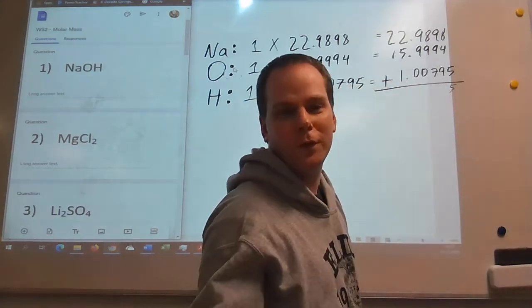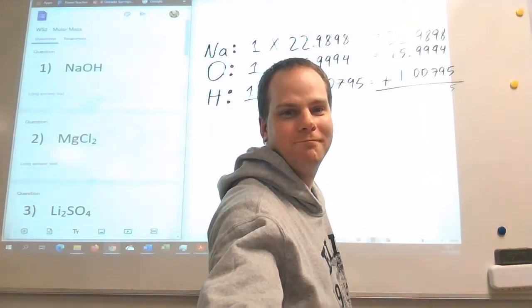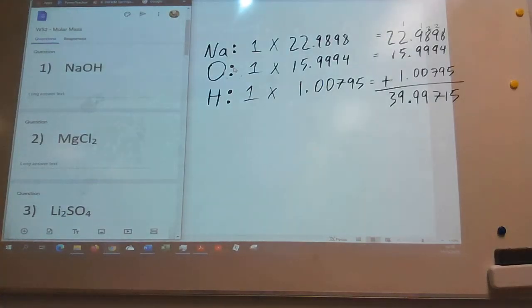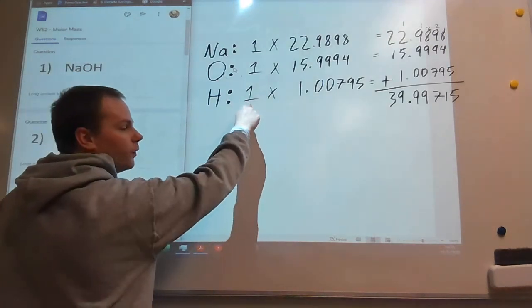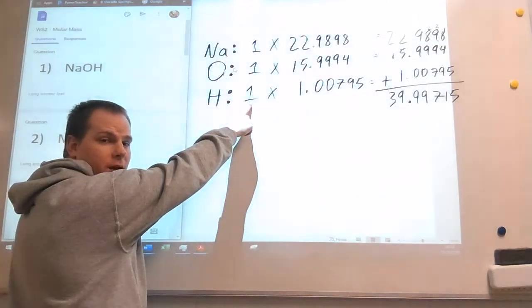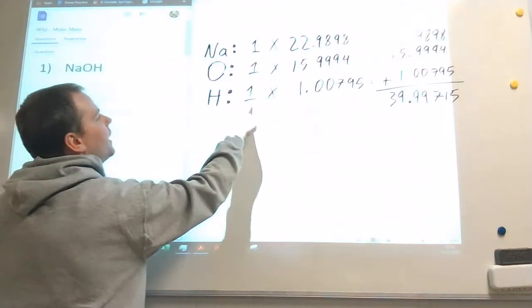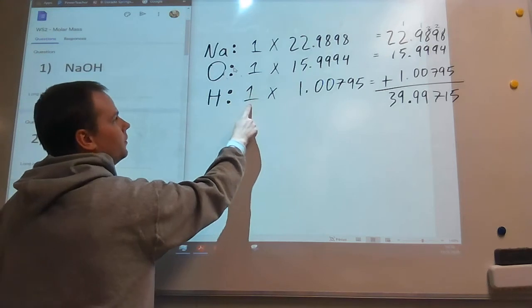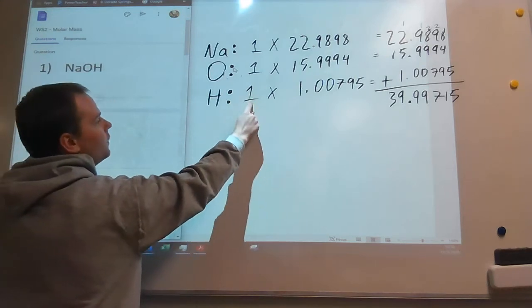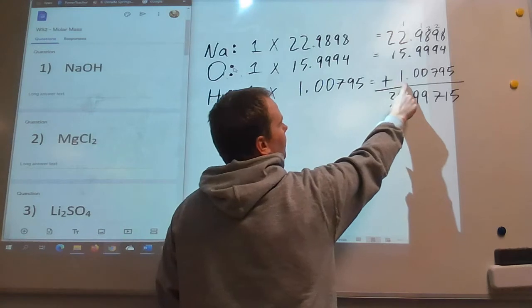You know what? I'm going to pause this and do this because there's no reason for me to add it on screen. Okay, so those 3 numbers add up to 39.99715. Now, at this point, I'm going to pause for a second and point something out. These ones are subscripts. And because they are subscripts, they are integers. Since they are integers, they have an infinite number of sig figs. So these do not affect these 3 numbers.